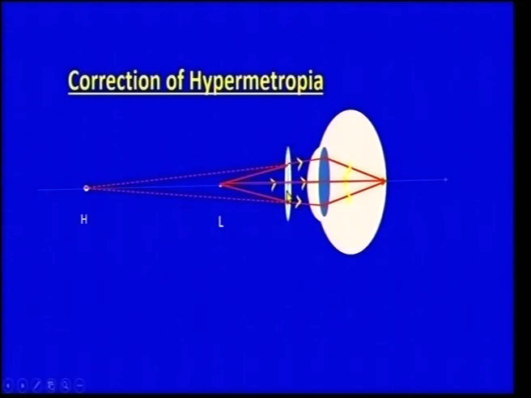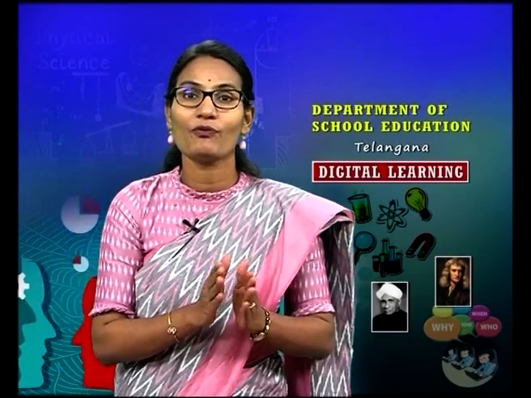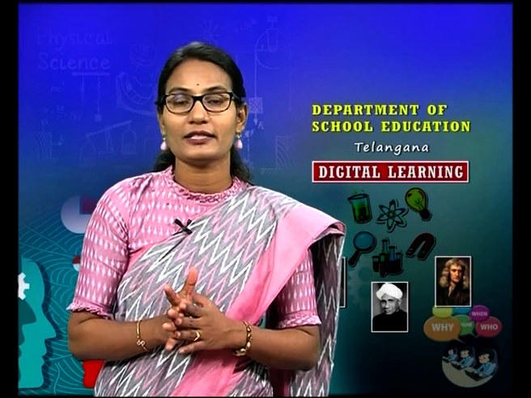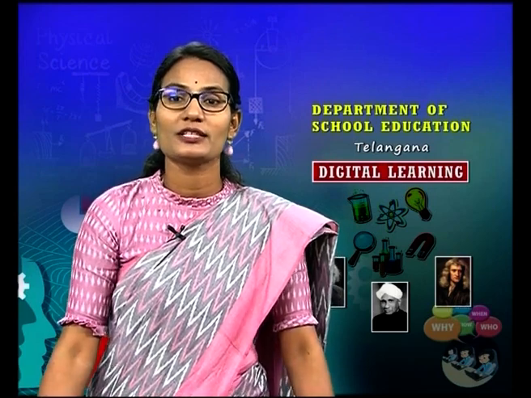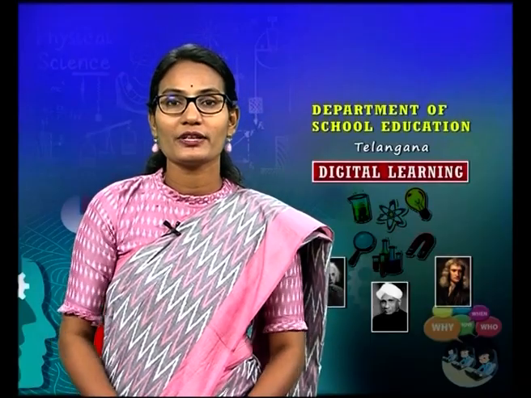A convex lens forms a virtual image whenever the object is placed in between the focus and the optic center of the lens. This condition is used in this case. The convex lens forms the virtual image at the near point, and this virtual image acts as an object for our eye lens, so it can form the image on the retina. By using a biconvex lens, we can correct hypermetropia.